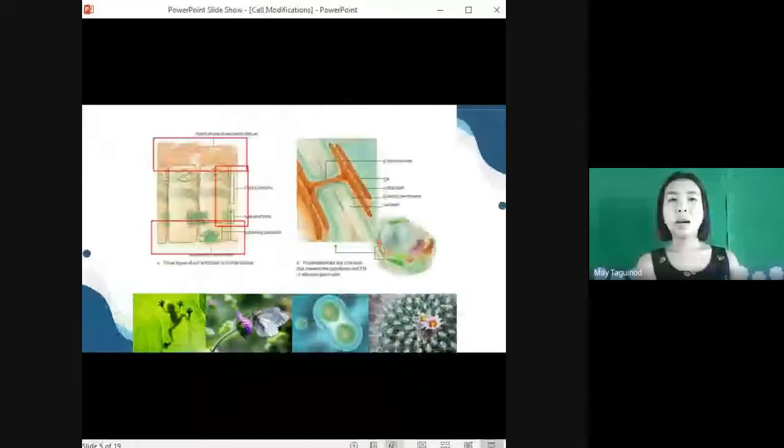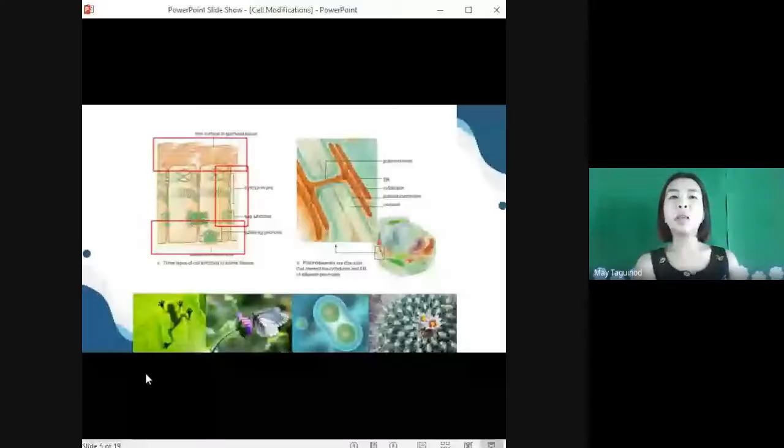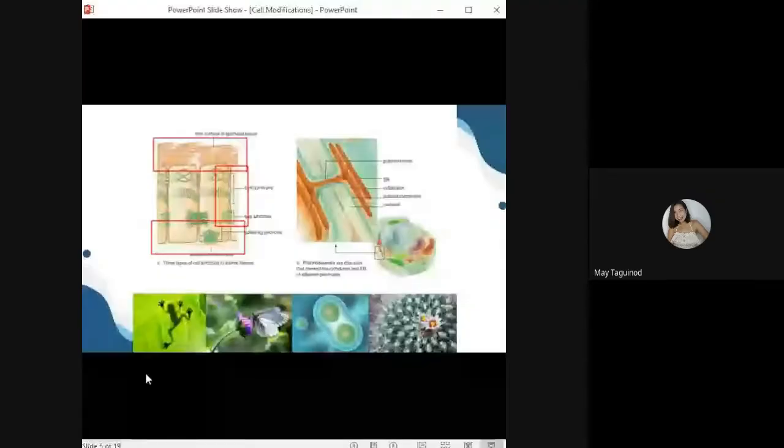All right. So there are three major types of cell junction. So we have the adherens junctions, the desmosomes and hemidesmosomes, or the anchoring junctions, and we also have the gap junctions or the communicating junction, and the last one is the tight junction or the occluding junction.